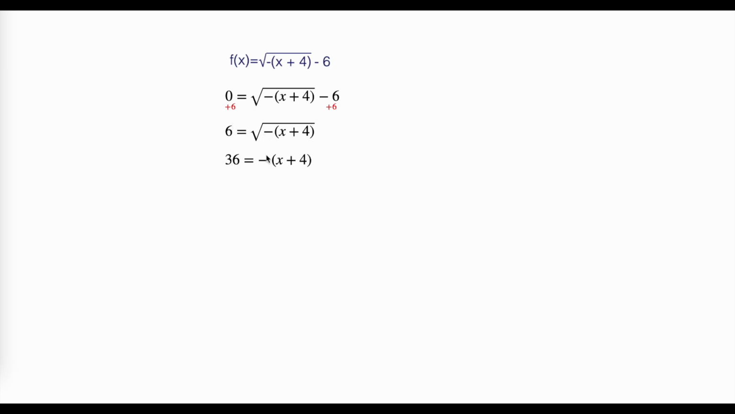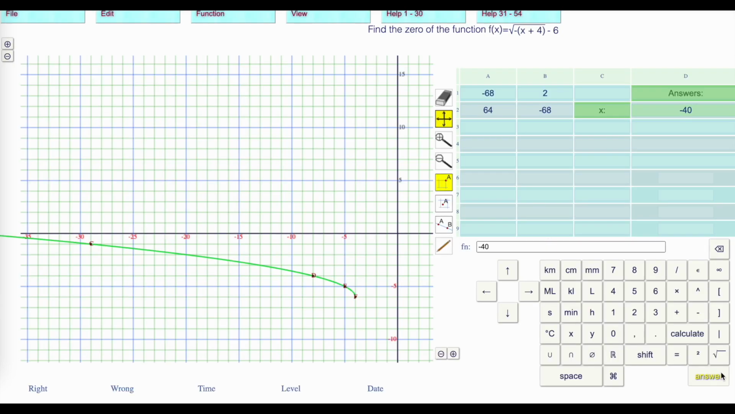We have 36 is equal to negative x plus 4. Then I want to get rid of this negative. I can just divide both sides or multiply both sides by negative 1. And that gives me negative 36 is equal to x plus 4. I want to get rid of this 4, so I subtract 4 from both sides. That gives us negative 40 is x, negative 40. And then we press answer to see if we're right.